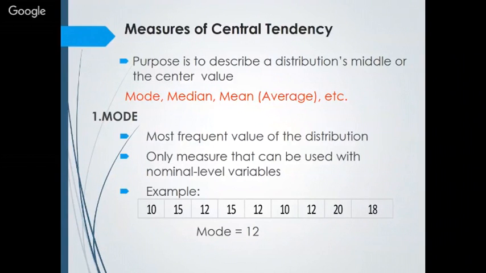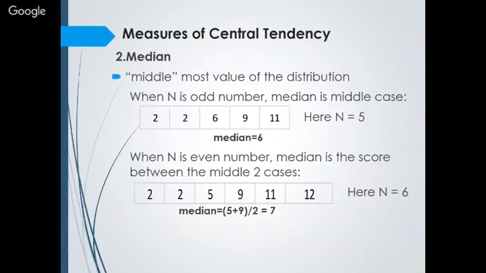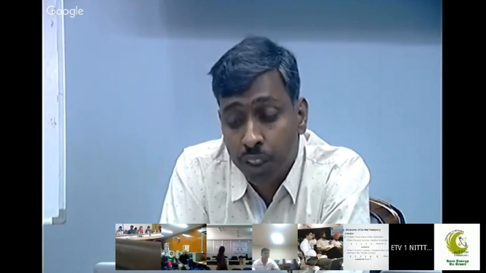Next is the median. Median is the middle value, the middlemost value of the distribution. In order to get the median, first we gather the data, and arrange it in ascending order or descending order. The best practice is ascending order. Then count the total number of observations, the number of values in that distribution.